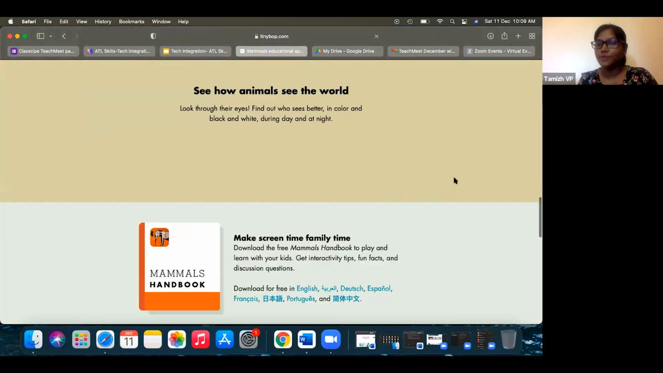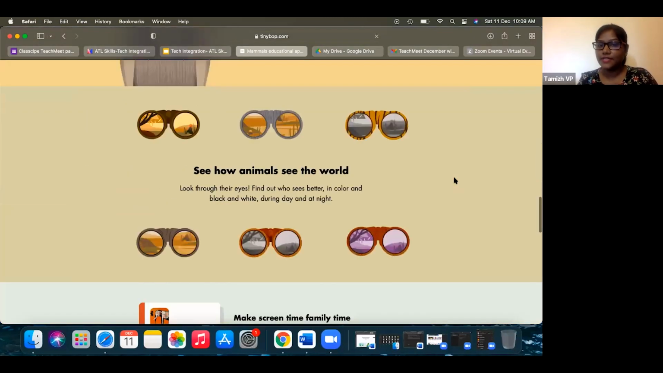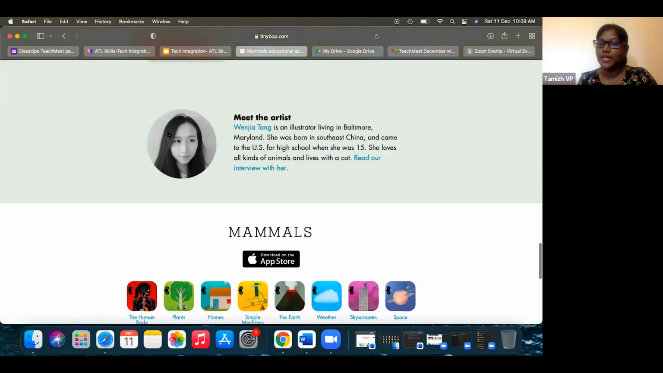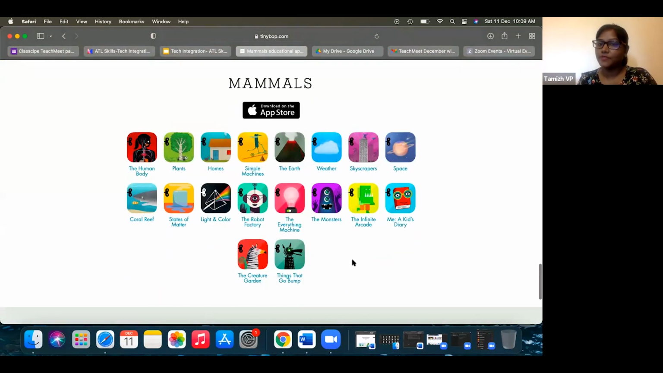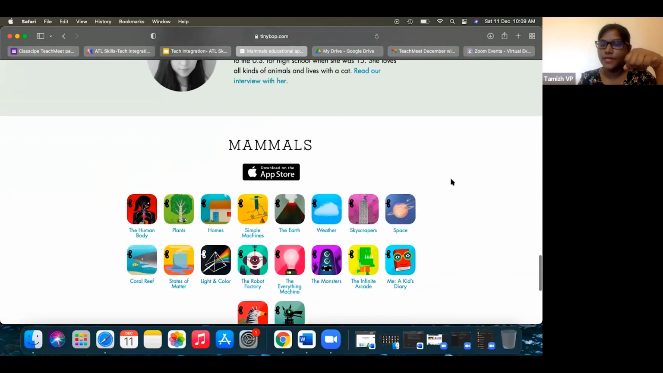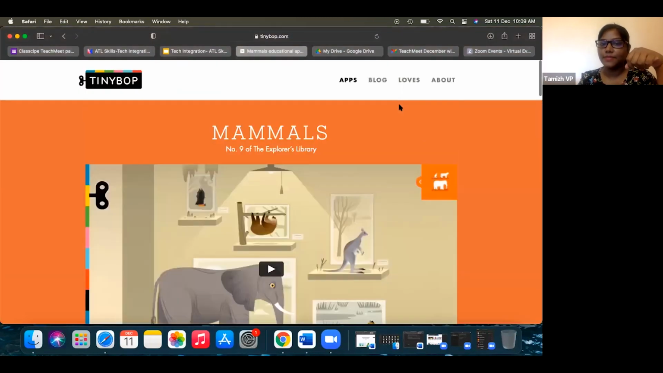app comes with a handbook. That's another thing. It tells you how to use that particular app and what are the follow-up activities that you can do. It's a paid software, but if you purchase it, it's really good. It's called TinyBob. I've linked it to the PPT as well, so you can take a look at it when you're free. So these are some examples of simulations.